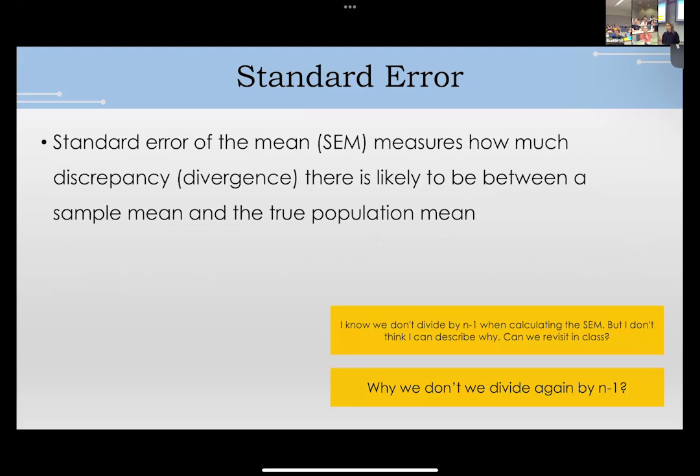Standard error of the mean, which is the one we've worked with, measures how much discrepancy there's likely to be between our sample mean, right?